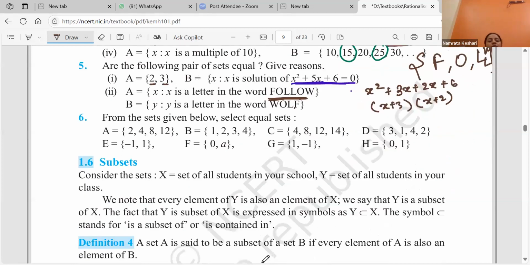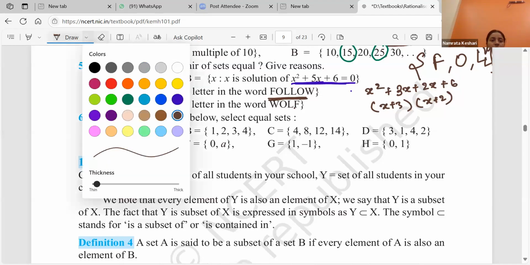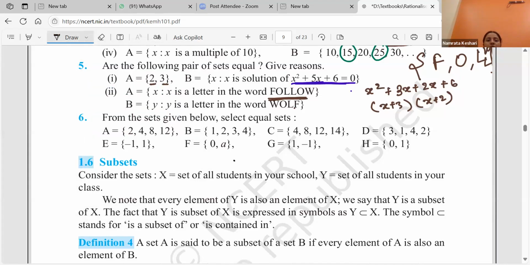From the sets given below, select equal sets. Okay, equal means you already understand. We just have to match the elements over here. So yeah, you'll be able to do this one, right, Manvi? Yeah, I can. Okay. We just have to see which are equal with each other. If you want to take it quick, let me take it. Here 2, here 4. We can see where 2 we are having. Okay. So you can see here 2, here 4. But 8 is not there. So A and B are not equal.